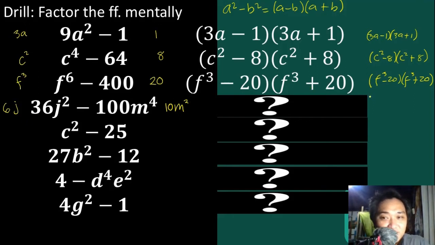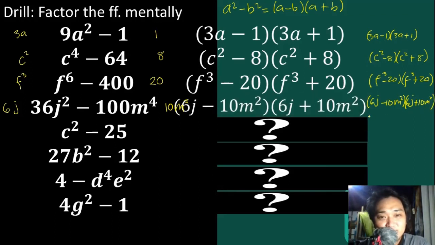So, yung magiging factor natin is expressed as the product of sum and difference of two binomials. That will be 6j minus 10m squared times the quantity 6j plus 10m squared. Check natin kung tama tayo. Ayun. Burahin ko to ha. Tama tayo. So, 6j minus 10m squared, 6j plus 10m squared.